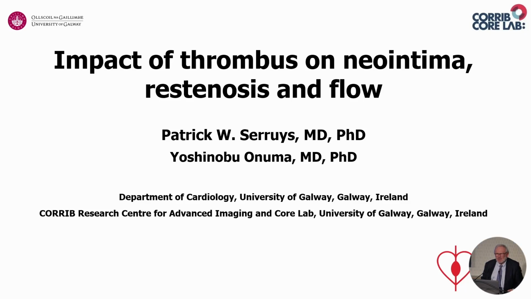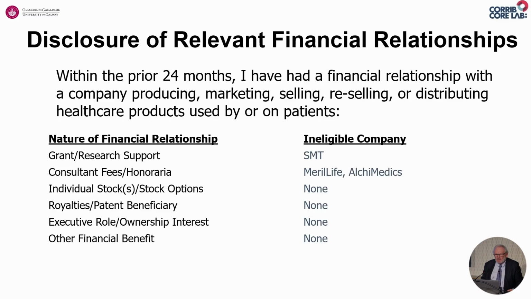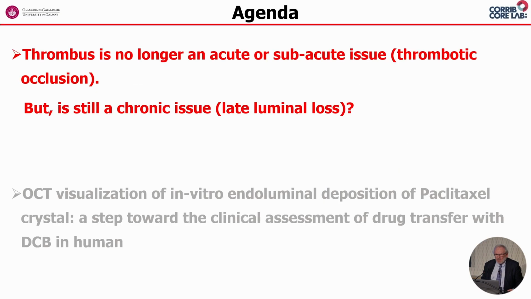This is the impact of thrombus on neointima, restenosis, and flow. I think the question is, thrombus is no longer an acute or subacute issue, thrombotic occlusion, but is still a chronic issue, late luminal loss. So that's the question we are going to try to resolve.